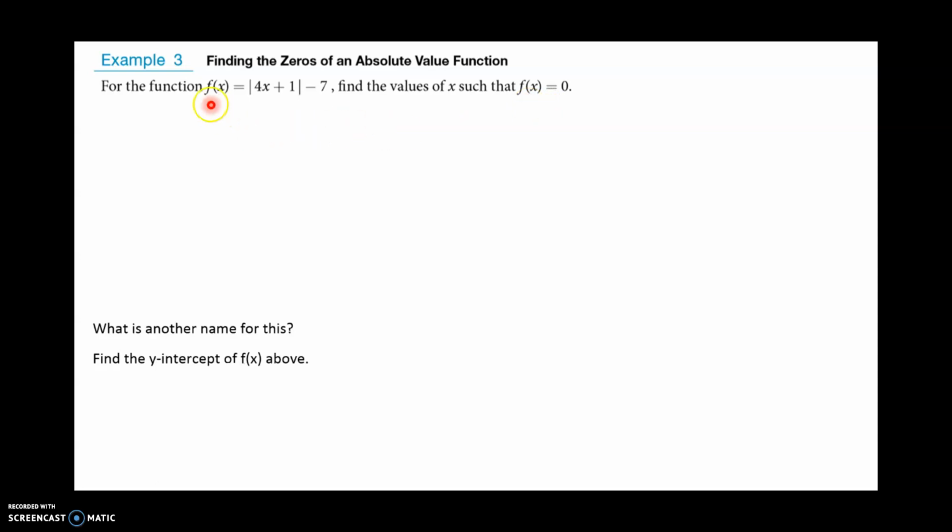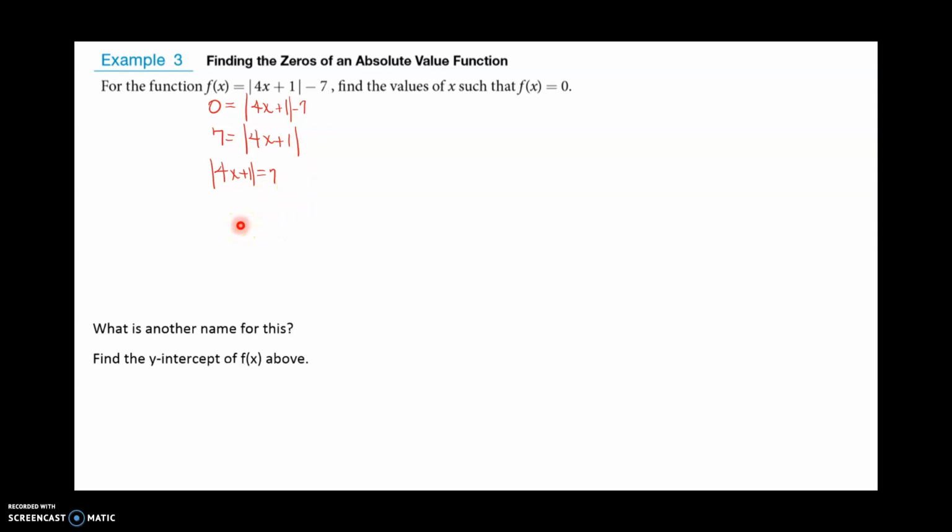So we're going to come over here and we're going to replace f of x with y. And so we're going to replace f of x or y with 0. And then we're back to just solving an absolute value equation. Remember, you want to get the absolute value on one side by itself. For some reason, I just like the absolute value on the left, but it doesn't matter. You can write it this way or this way.